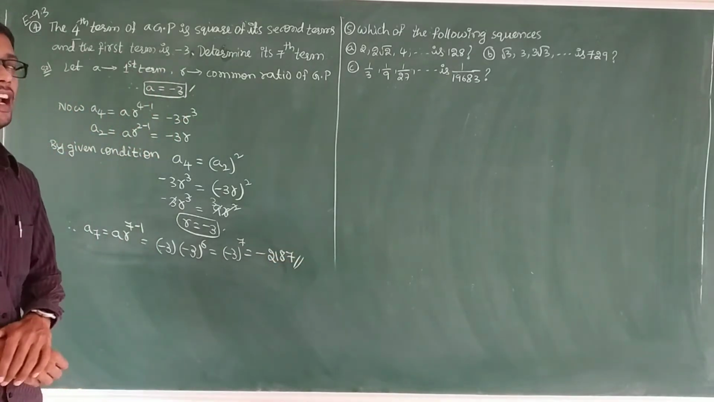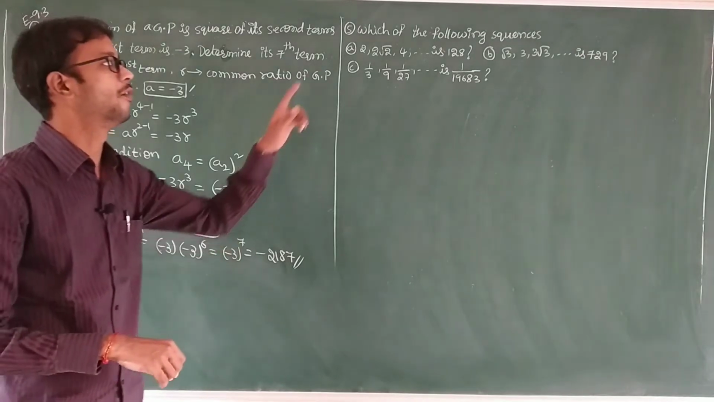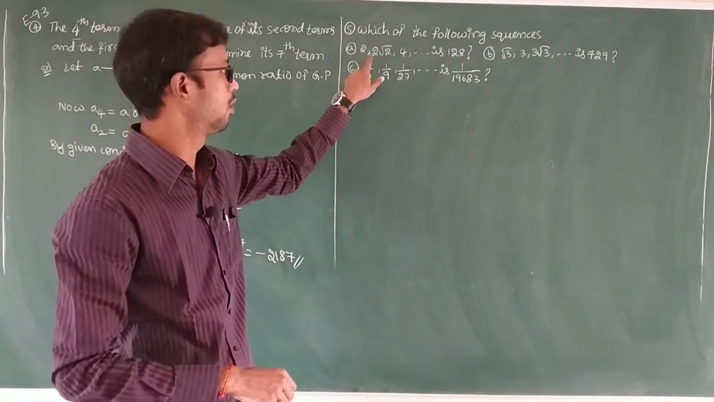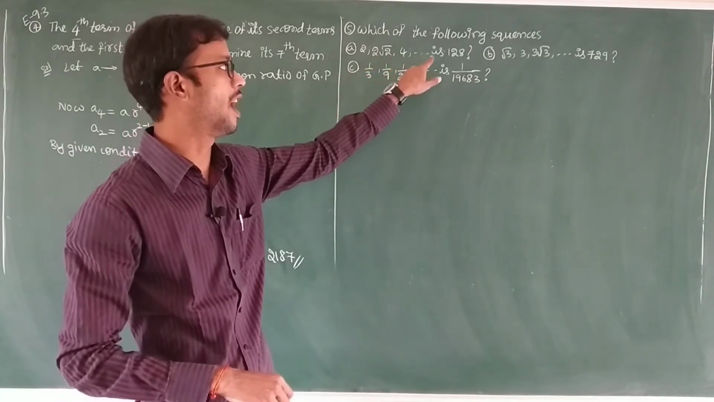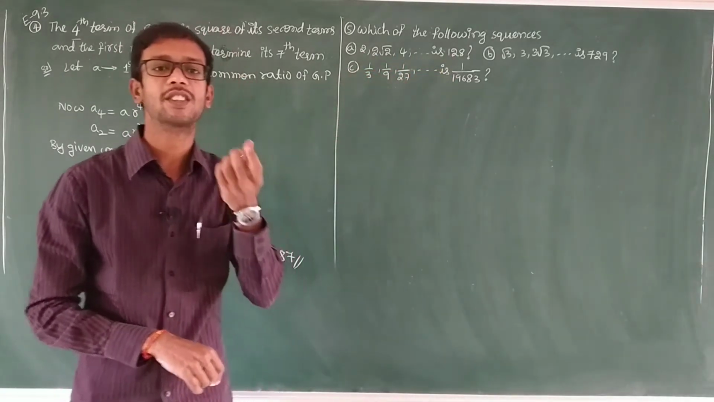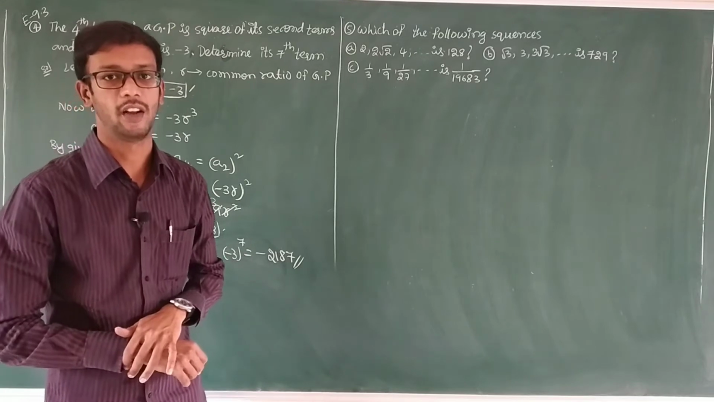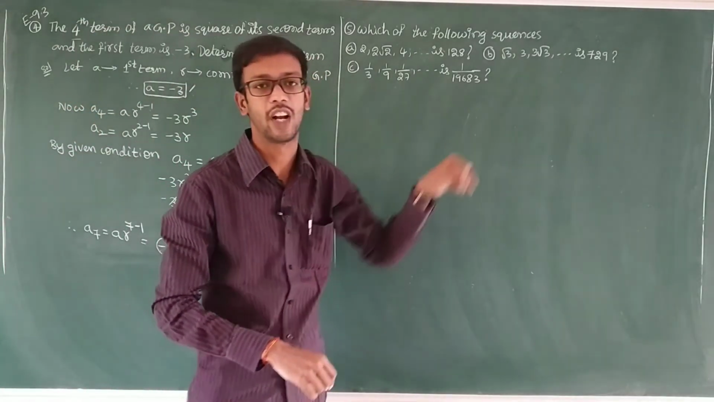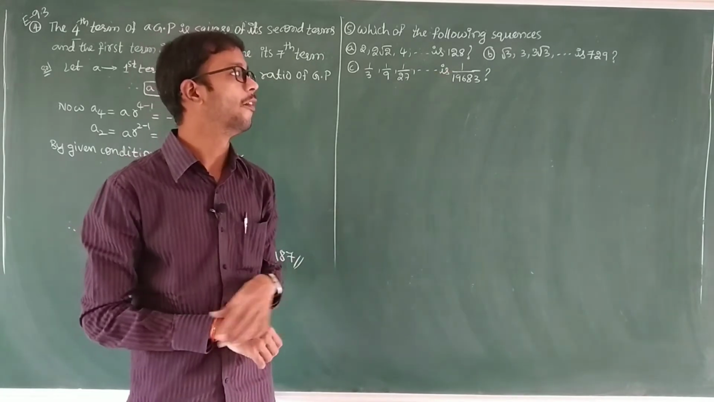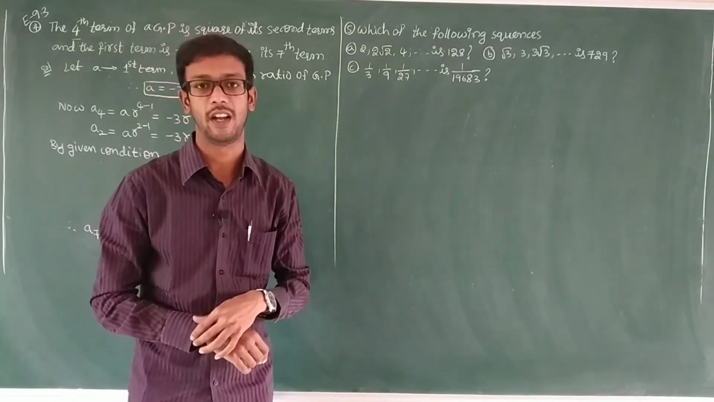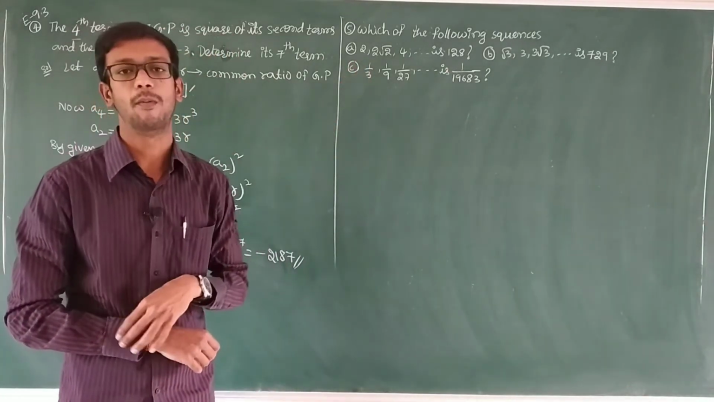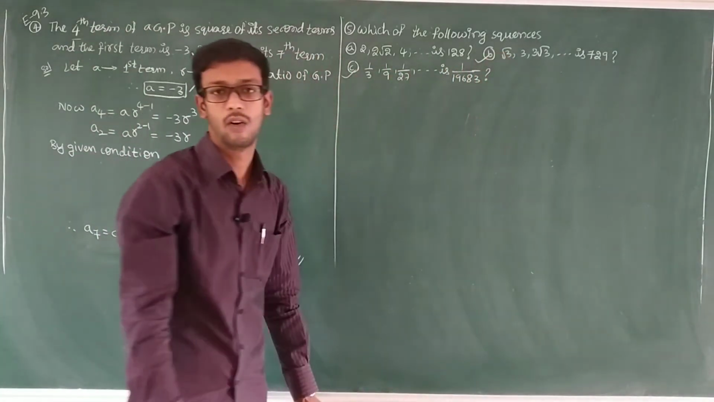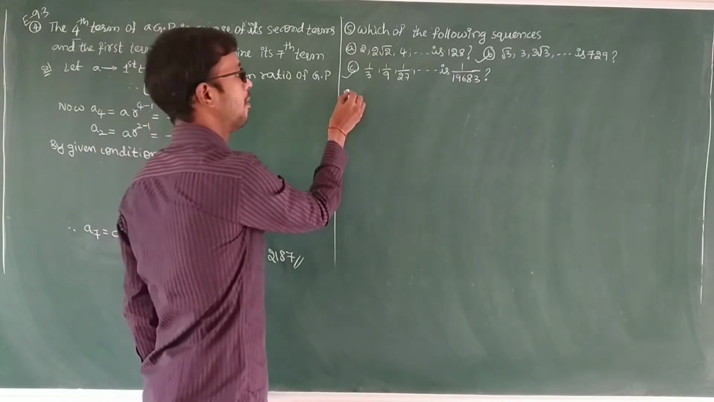-2187. Next, problem number 5. Which of the following sequences? First question: 2, 2 root 2, 4 and so on is 128. Which term is 128? Next, which term is 729? Which term is 1 by 19683? I will explain one problem. The remaining two problems, C and D, you take as homework. So first, problem A, how do we solve?